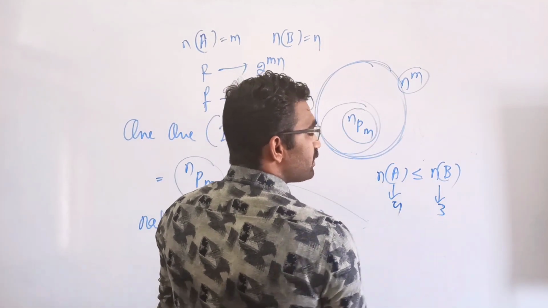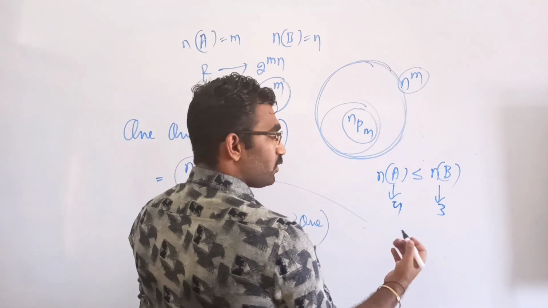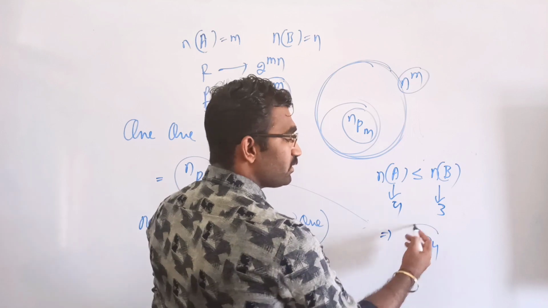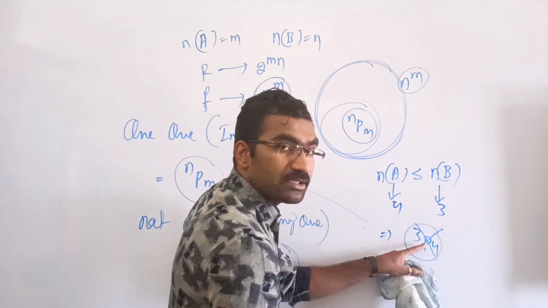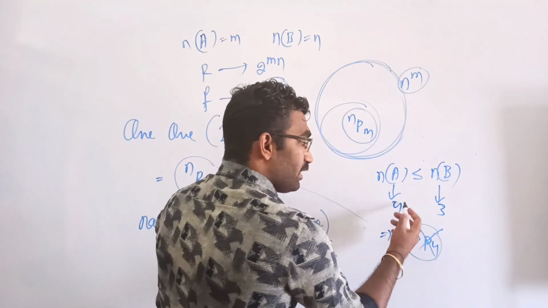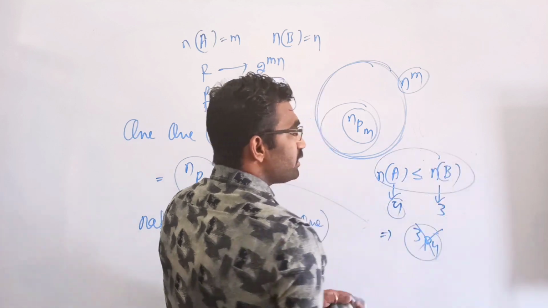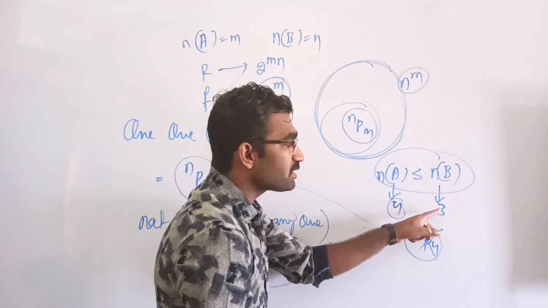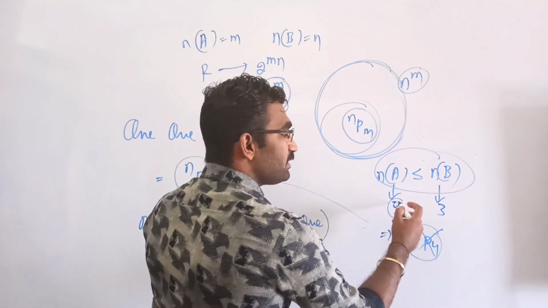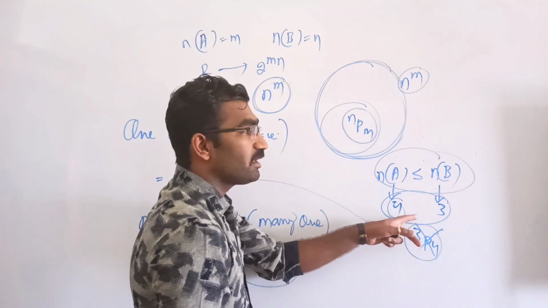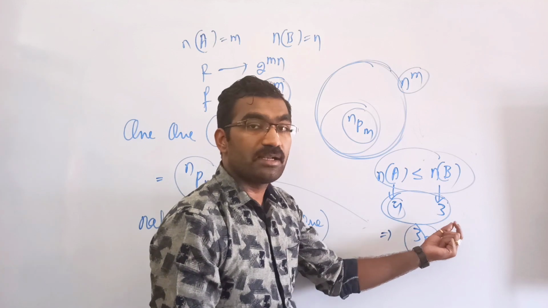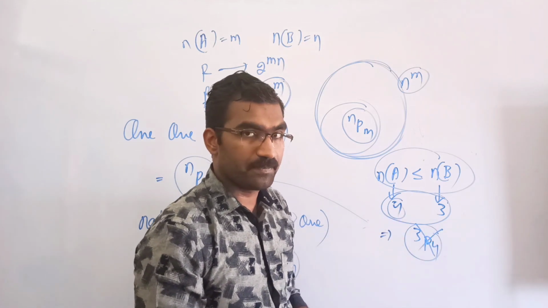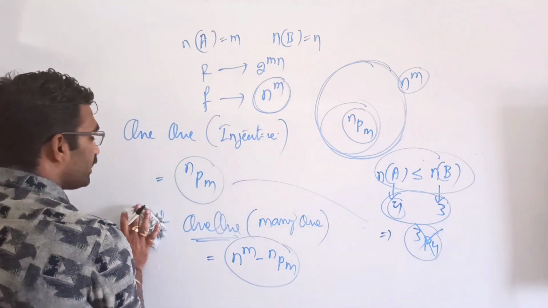Suppose they ask you, if the set A has 4 elements and the set B has 3 elements, don't directly write 3P4. Why? Because this notation is not possible, and the necessary condition for one-one is that the number of elements in B must be greater. Therefore, in this case, you write that there are no one-one functions. You have to take care of this also.